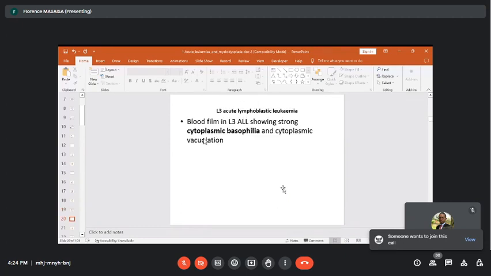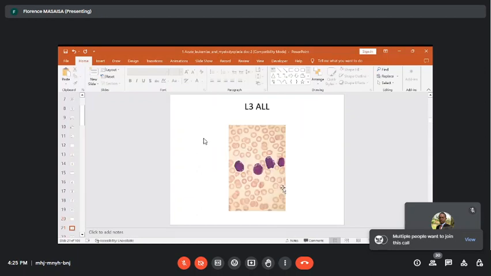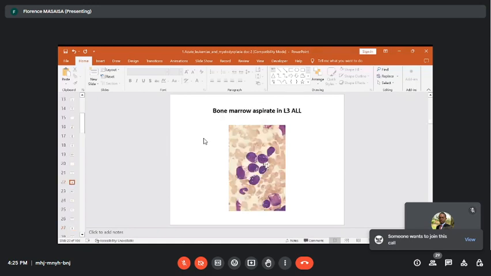Now we have L3 showing cytoplasmic basophilia with cytoplasmic vacuoles. So L3 has vacuoles. These things in the cytoplasm are the vacuoles. So that is vacuoles seen in L3, in the cytoplasm. We can see it from far.